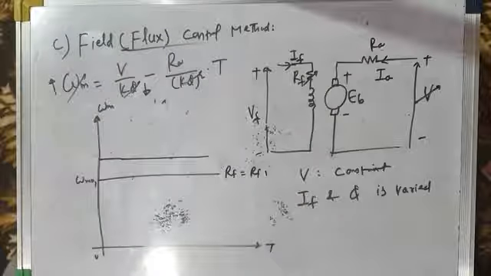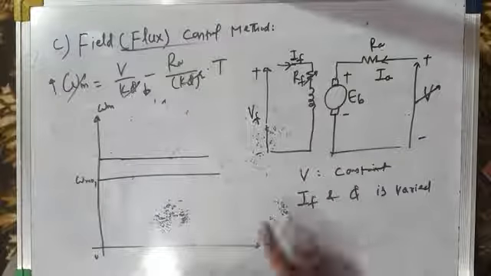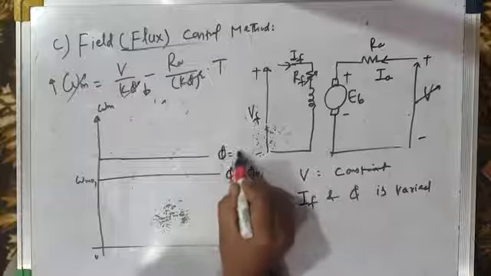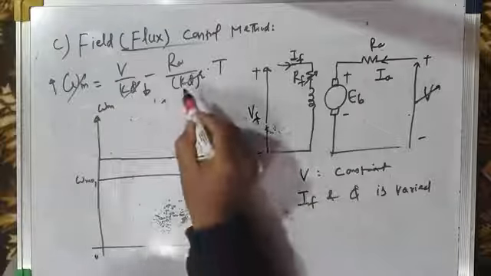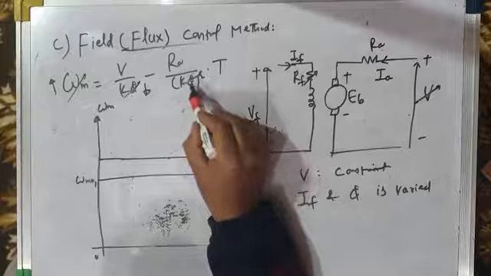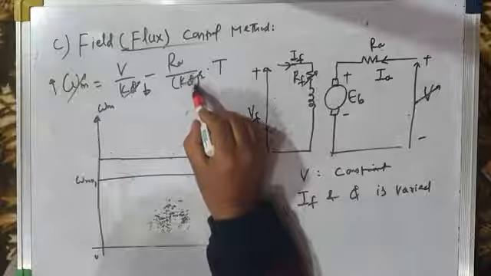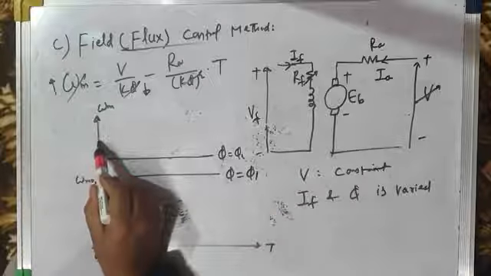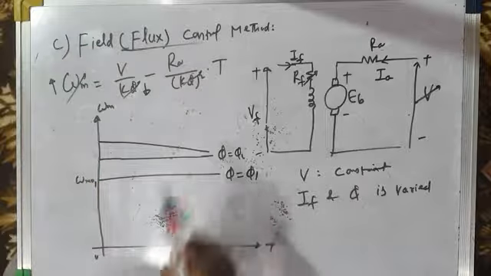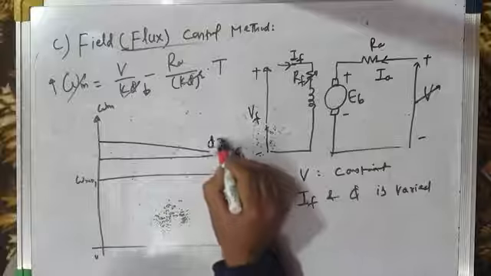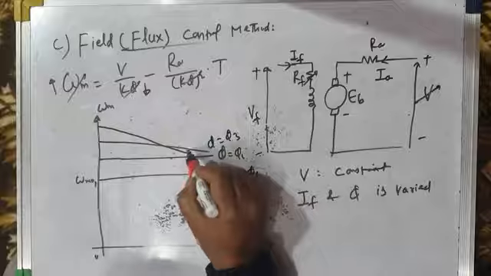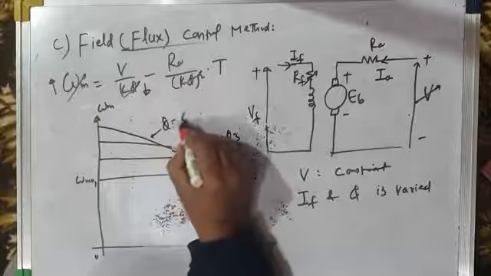Okay. This is for RF equal to RF1, or let us say phi equal to phi 1. Flux, field flux equal to phi 1. This is for phi equal to phi 2. The slope also increases. You can very clearly see when this flux is reduced, the slope also increases. That's why the next characteristic I will show you has more slope. This is for phi equal to phi 3, and the next characteristic will have even more slope. This is for phi equal to phi 4.